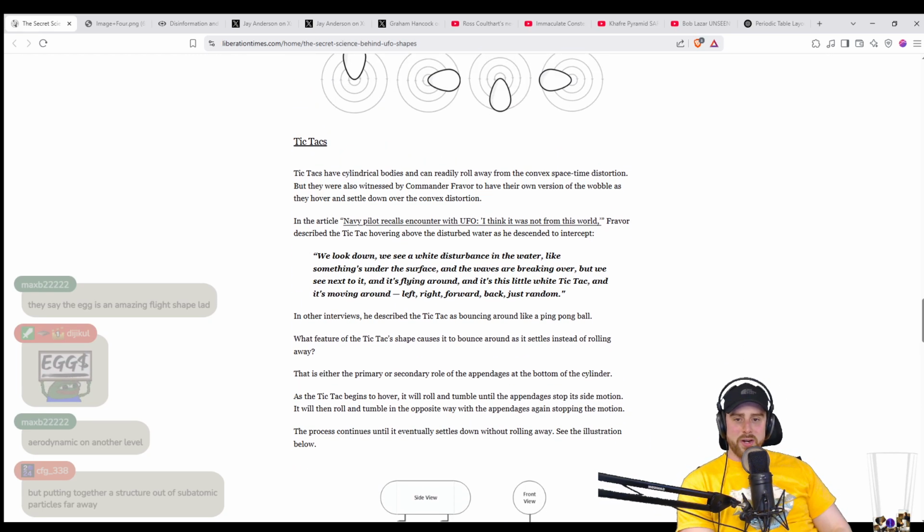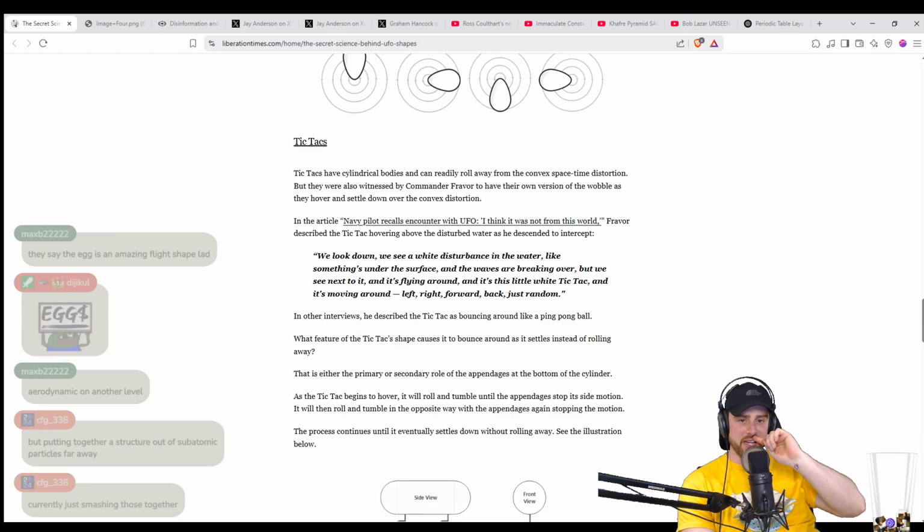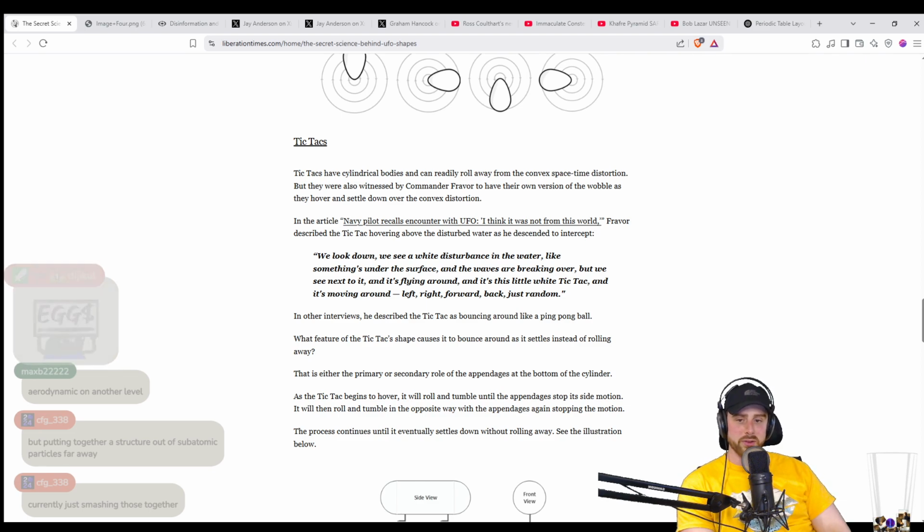Tic Tacs. The Tic Tacs have cylindrical bodies and can readily roll away from the convex space-time distortion, but they were also witnessed by Commander Fravor to have their own version of the wobble as they hover and settle down over the convex distortion. In the article, Navy pilot recalls his encounter with UFOs. I think it was not from this world. Fravor described a Tic Tac hovering above the disturbed water as he descended to intercept. We looked down. We see a white disturbance in the water, like something's under the surface. And the waves are breaking over, but we see next to it, and it's flying around, and it's this little white Tic Tac around. It's moving around. Left, right, forward, back, just random. In other interviews, he described the Tic Tac as bouncing around like a ping pong ball.